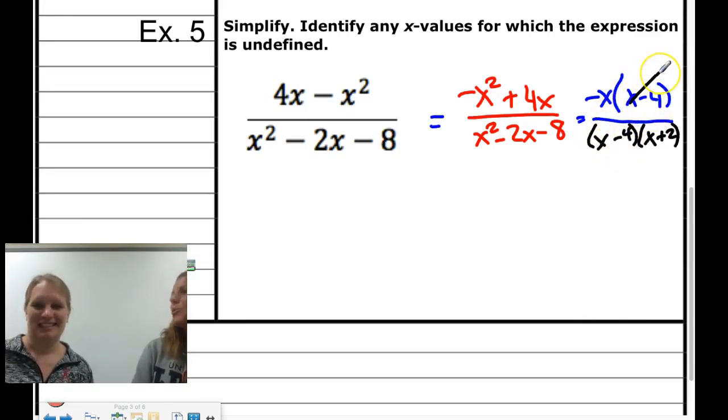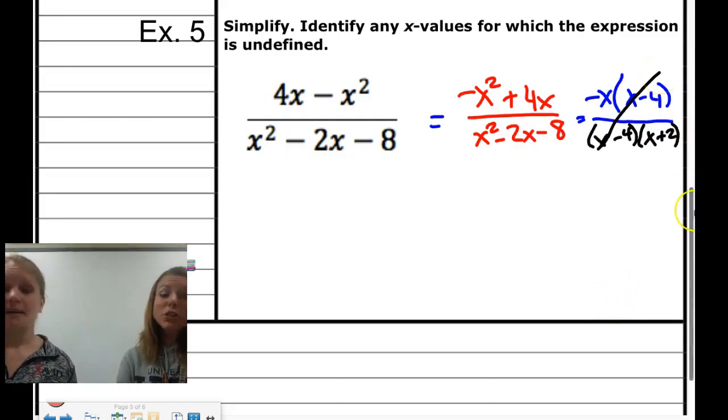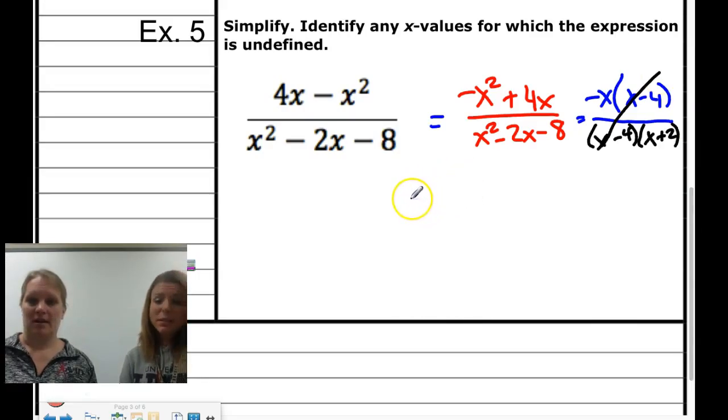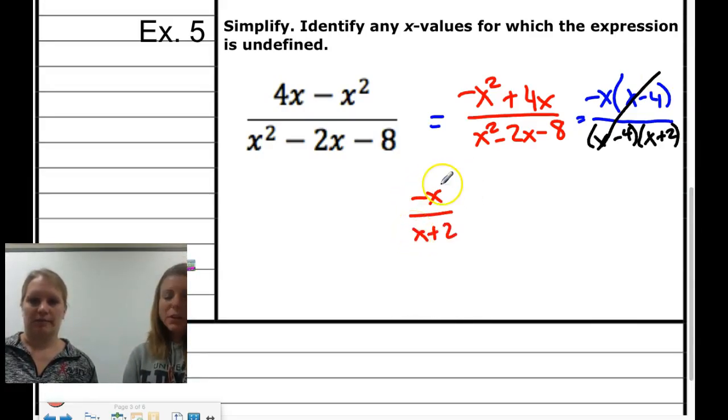That is a great idea. Since we're factoring and simplifying, always check to make sure, because that's not always going to be the case. All right, so we get negative x over x plus 2. That is your answer.